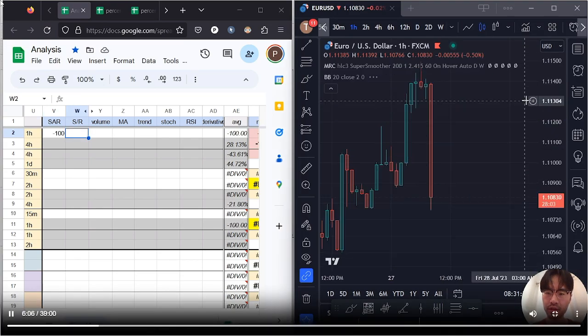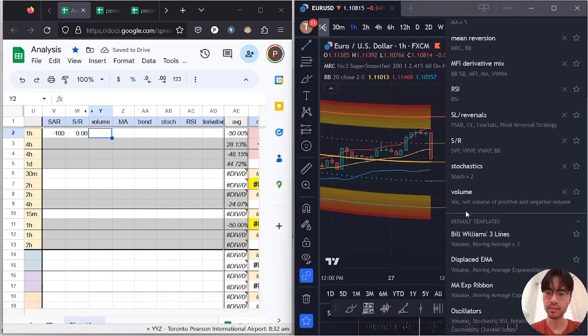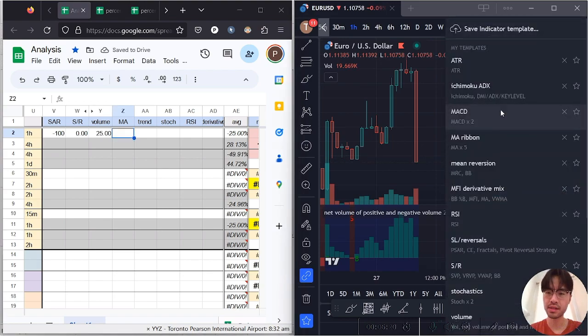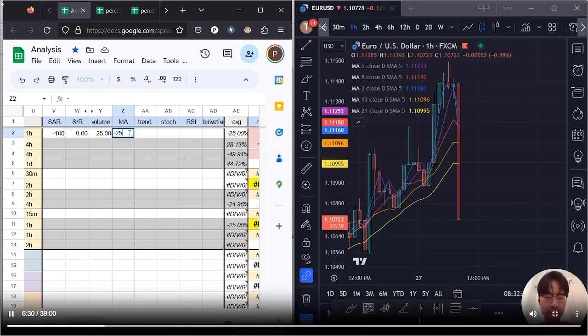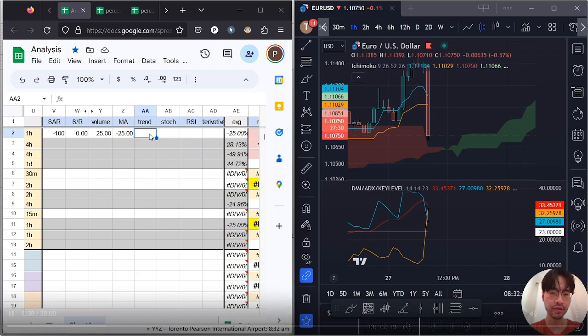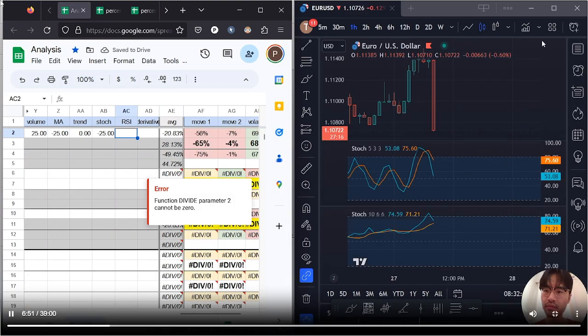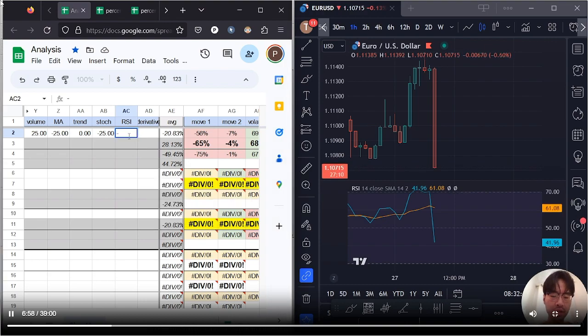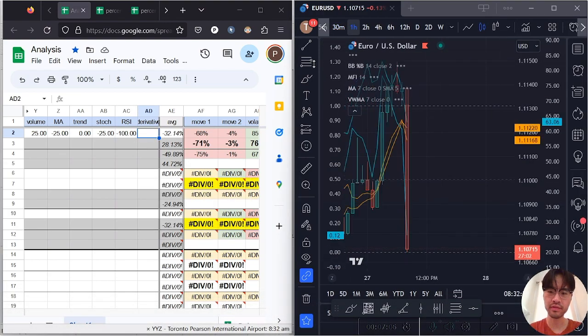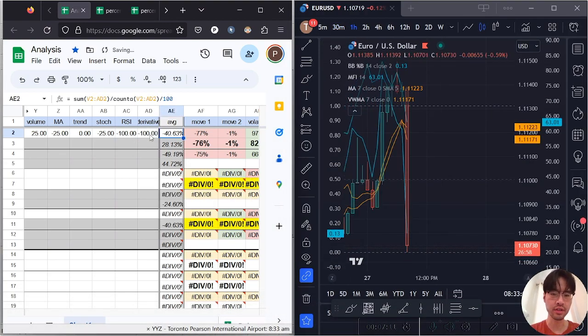The 1-hour, this is actually a 100 here. The inversion is 0. Volume, 25. MACD, a minus 25 or so. The trend is 0. Stochastics, negative 25. RSI, oh boy, a negative 100 for that one. And derivative, another negative 100, I would think.